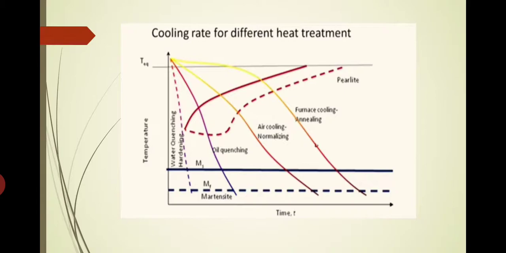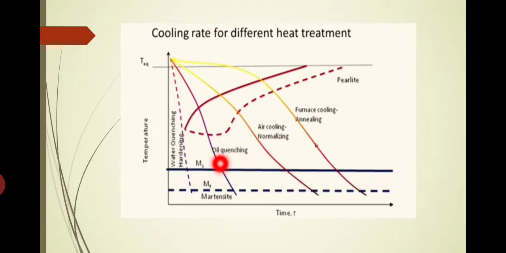Now the next one is cooling rate for different heat treatments. I have already explained this too. If the cooling rate is very low, that is furnace cooling, then the process is commonly known as annealing heat treatment. If the cooling is done in air, that is air cooling, then the heat treatment process is called normalizing. In annealing, the final product we expect is coarse pearlite, and in normalizing, the final product we obtain is fine pearlite.